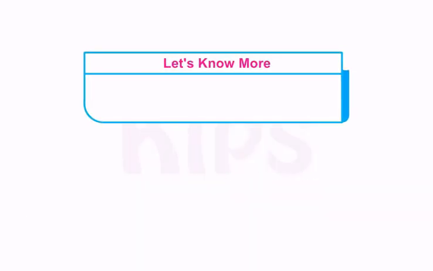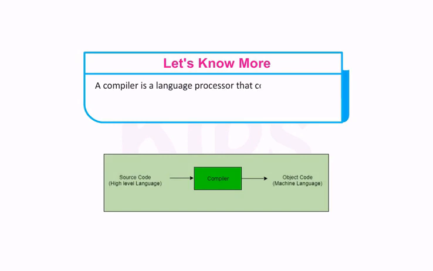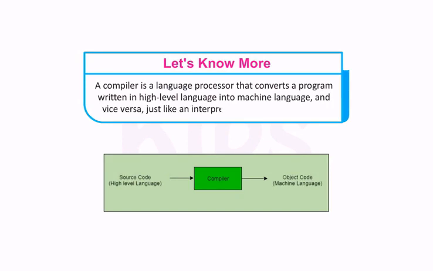Students, let's know more. A compiler is a language processor that converts a program written in a high-level language into machine language, just like an interpreter, but in one single step.